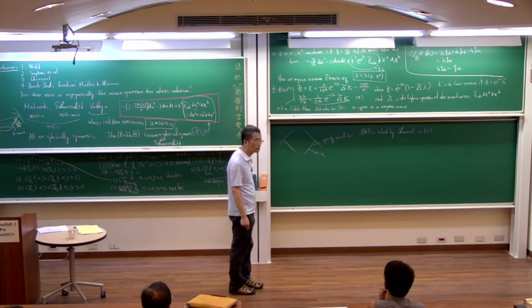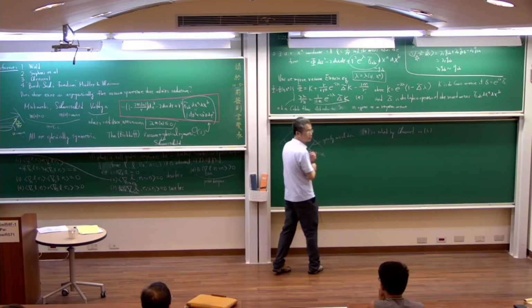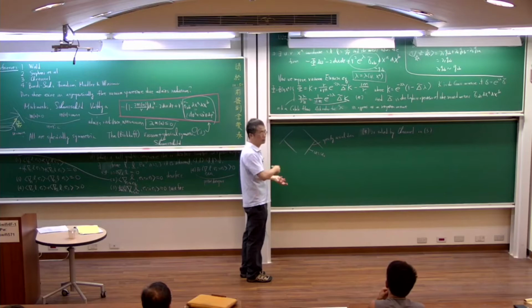But there's already this phi here. And then when you calculate, you actually enter again.